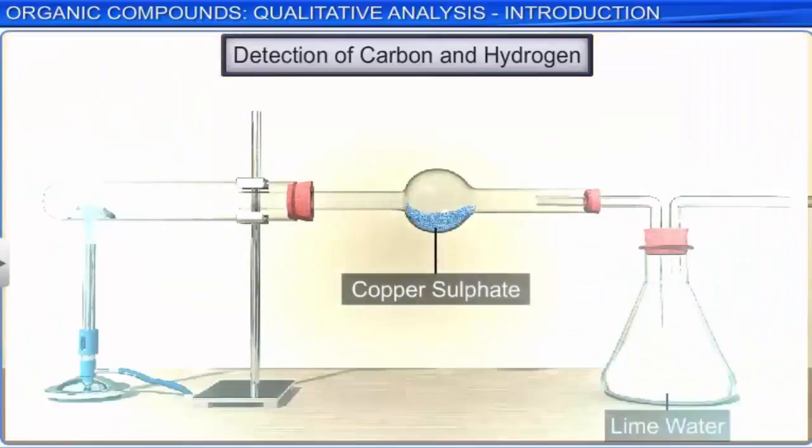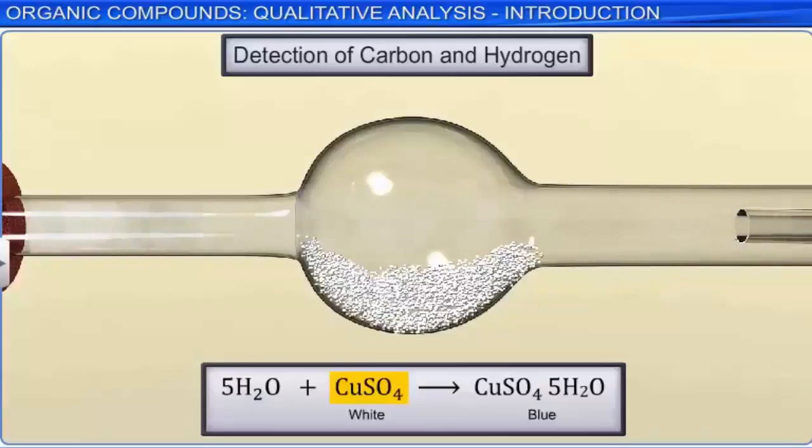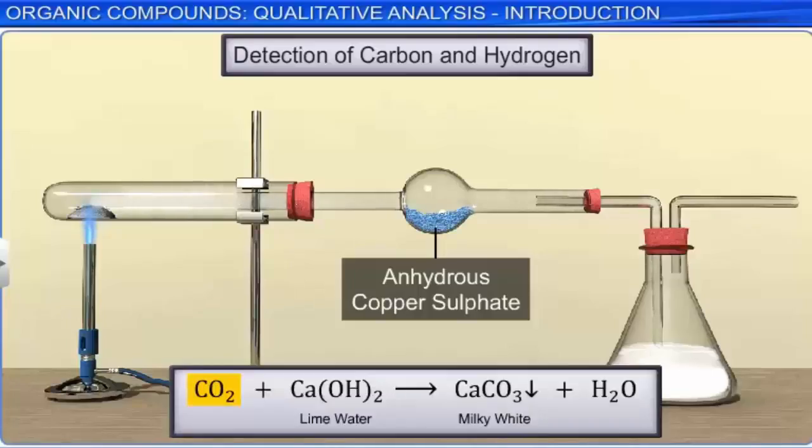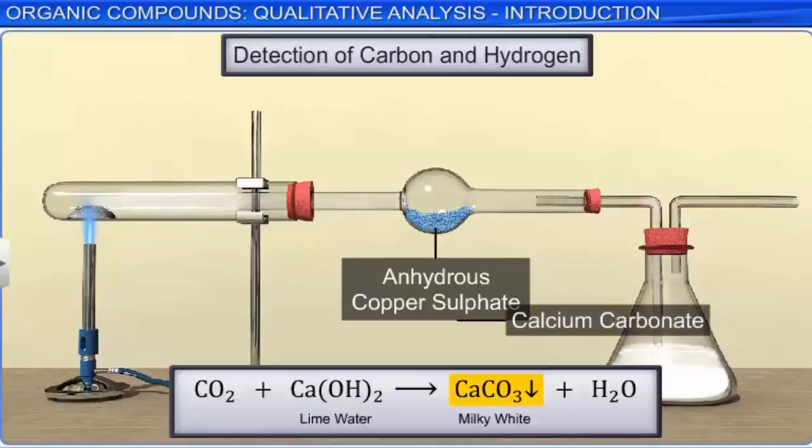Anhydrous copper sulfate absorbs moisture and turns blue due to the formation of hydrated copper sulfate, that is, copper sulfate pentahydrate. This indicates the presence of hydrogen. When the carbon dioxide formed in the reaction is passed through lime water, that is, calcium hydroxide, a milky white precipitate is formed due to the formation of calcium carbonate. This indicates the presence of carbon in the given compound.